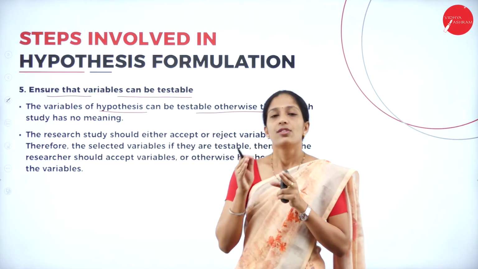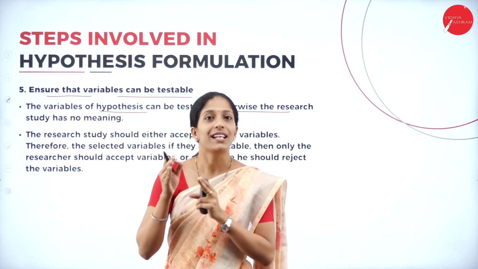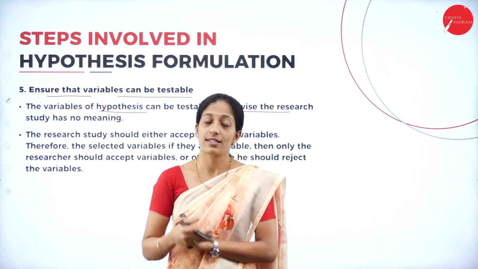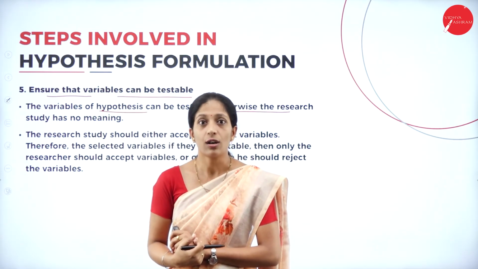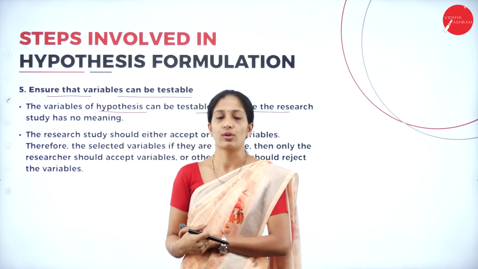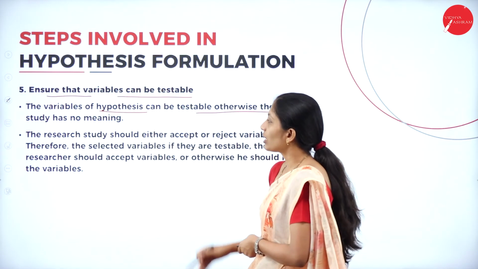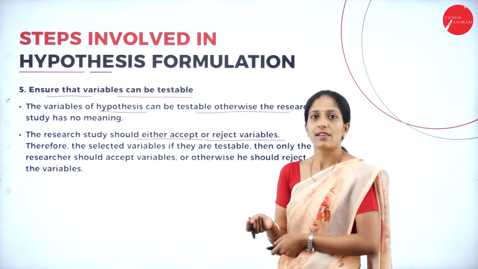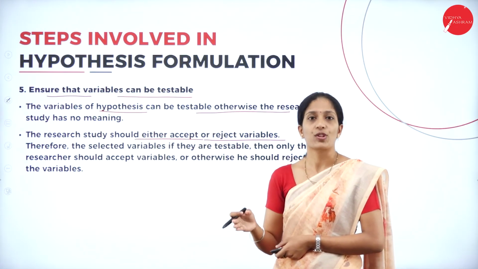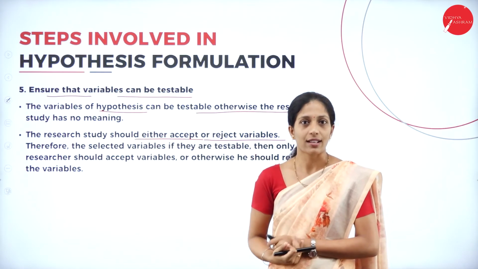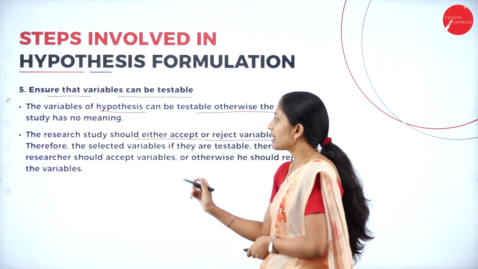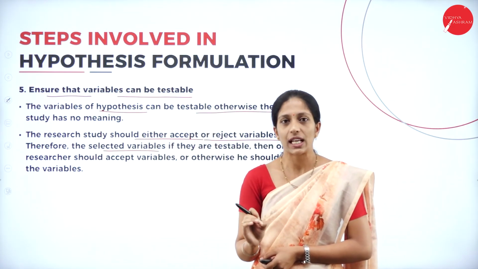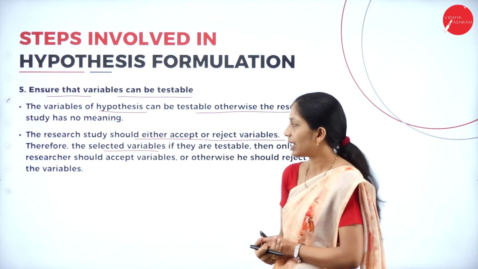If the hypothesis cannot be tested at the end of the research work, then there is no meaning in creating the hypothesis, as well as no meaning in conducting the research also. So it should be tested. The research study should either accept or reject variables. As I've told you, while testing the hypothesis, we will come to know whether it has to be accepted or rejected. Therefore, the researcher has to be very careful while selecting the variables, both dependent as well as independent.